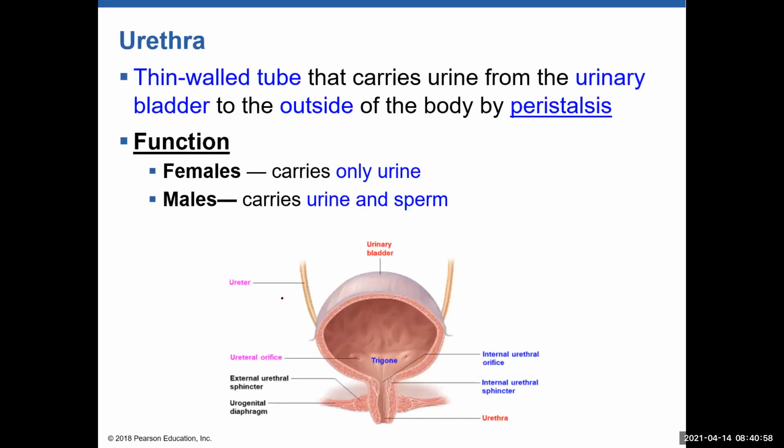Then we have the urethra. As you can see here, this is the urethra for the females. It's a thin walled tube. Its main function is to carry urine from the bladder to the outside of the body. And again the process called peristalsis is very active in making sure that the urine goes out from the bladder to the outside of the body.